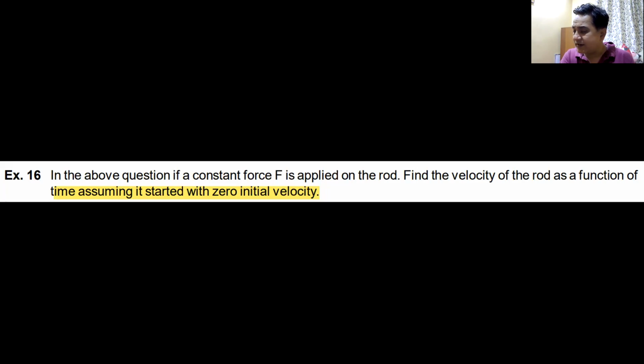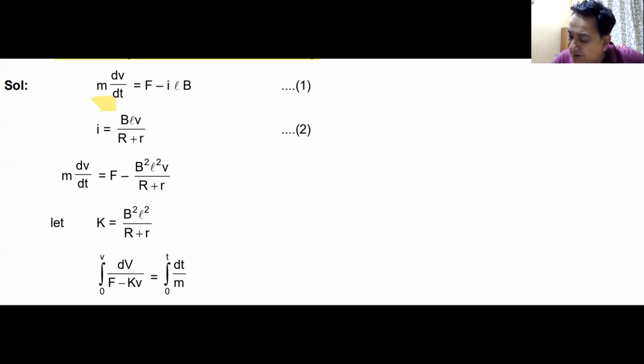So, what will happen is you just need to frame the equations of dynamics for this body, and the equation of dynamics is very simple. M into dv by dt, M into a, will be equal to F minus I L B. Yes or no? In the previous case, F was missing. That is the only thing. Yes or no? Yes, sir. I is the same. Everything is the same. K is the same. You just have to integrate it from here to here.